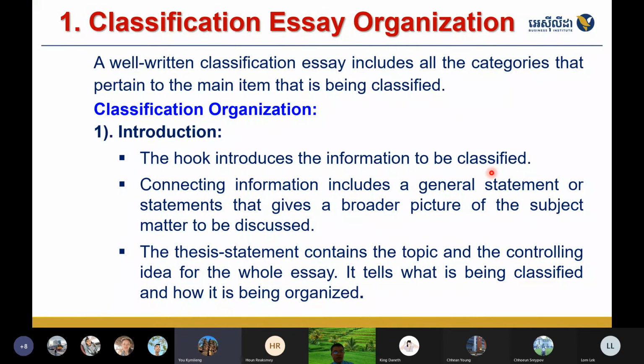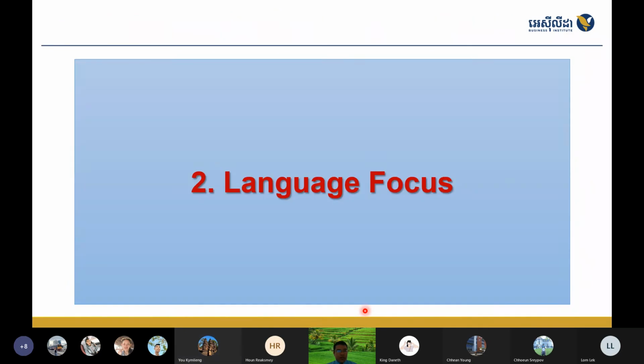The thesis statement contains the topic and the controlling idea for the whole essay. It tells what is being classified and how it is being organized. Okay, thank you. No need to read more.